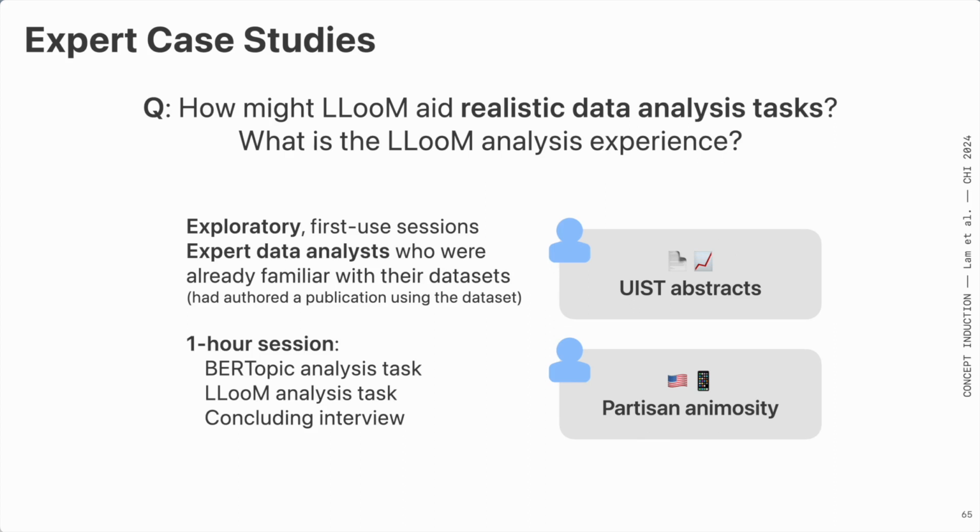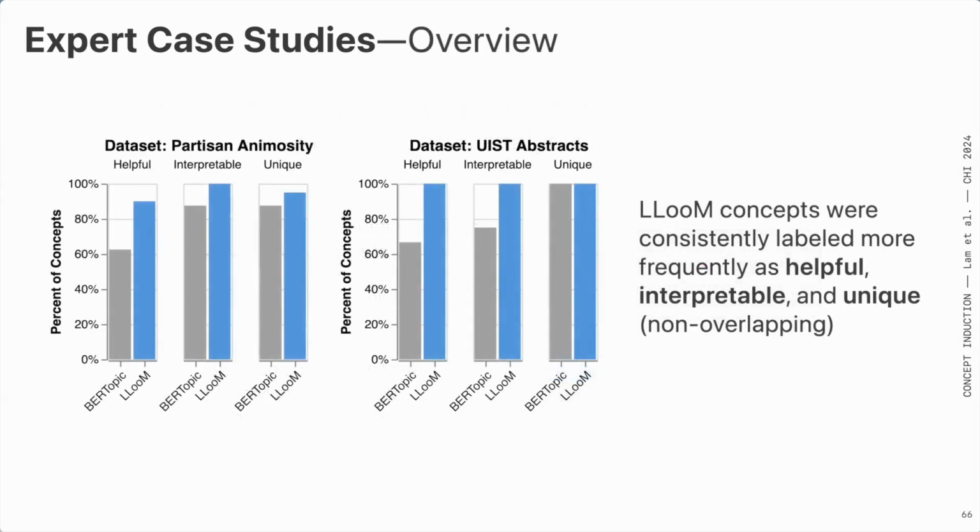We ran 1-hour sessions where, for the given dataset, we had an analysis task using BERT topic outputs, a task using LLooM Workbench, and a concluding interview. As a quick overview, we had the experts rate each BERT topic and LLooM output in terms of whether it was helpful, interpretable, and unique. And LLooM concepts were consistently rated as more helpful and were more unique, and were universally viewed as interpretable.